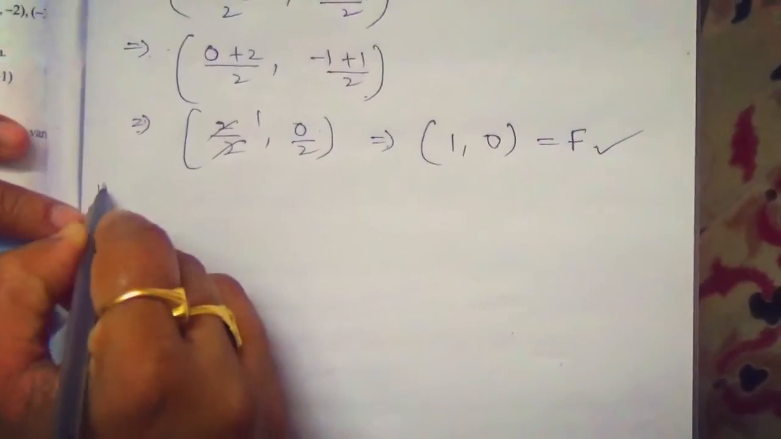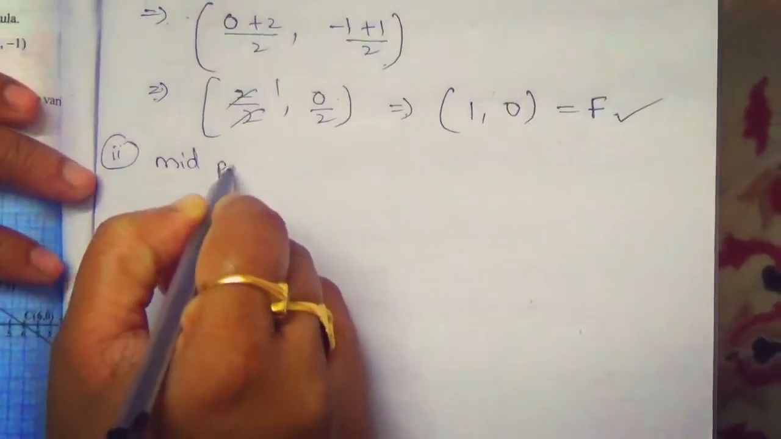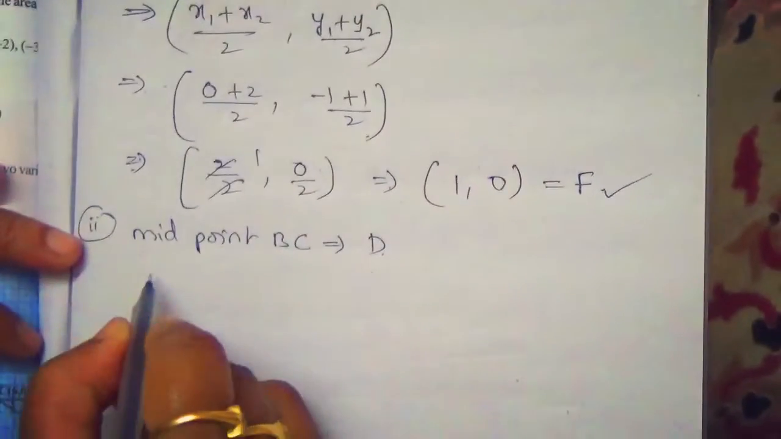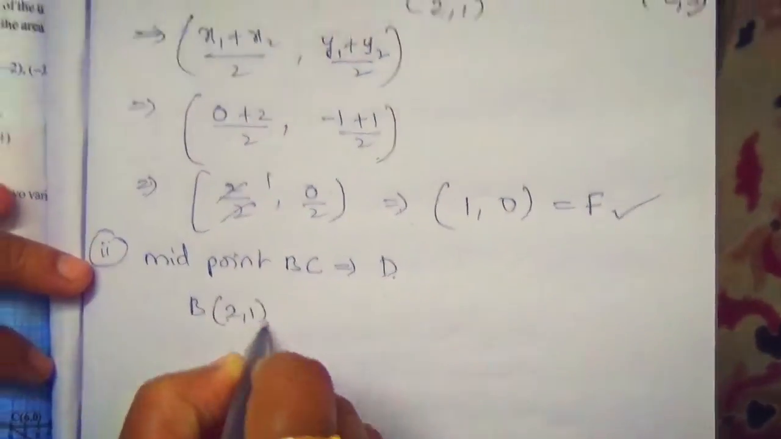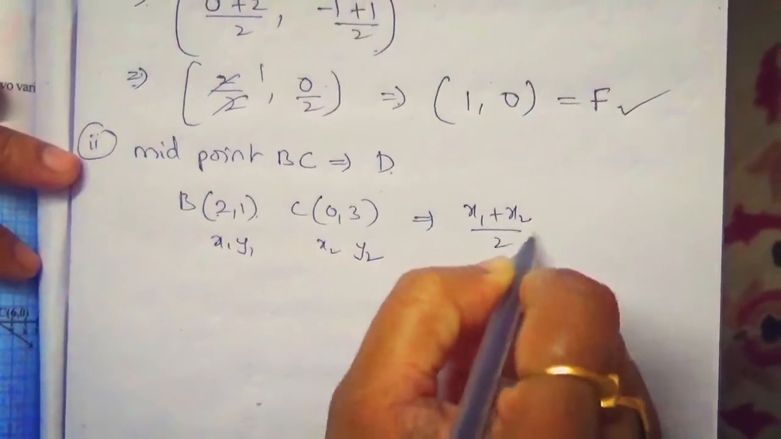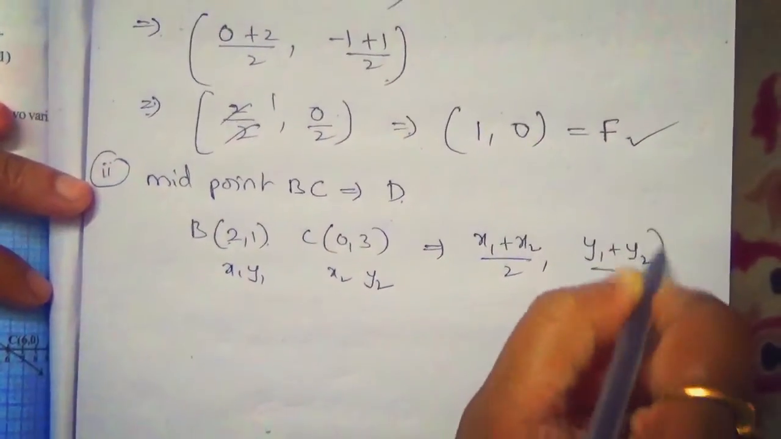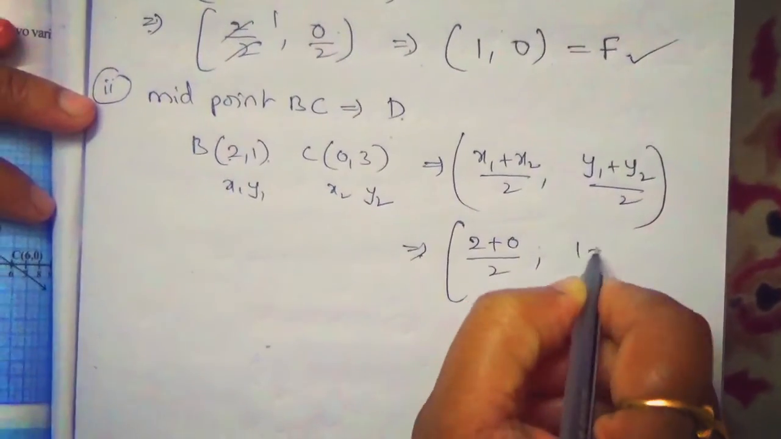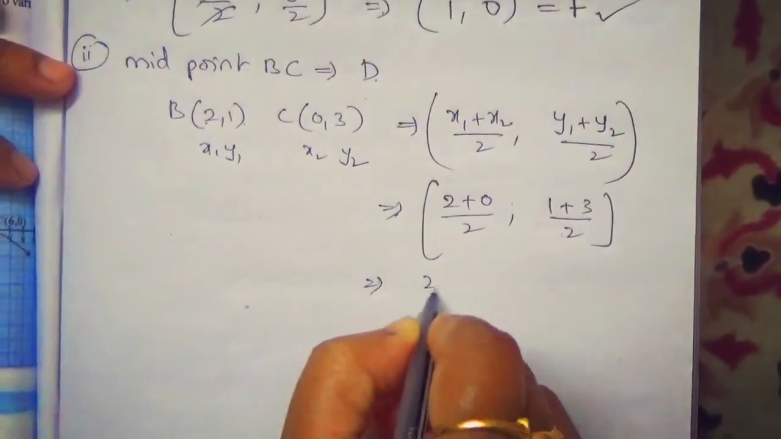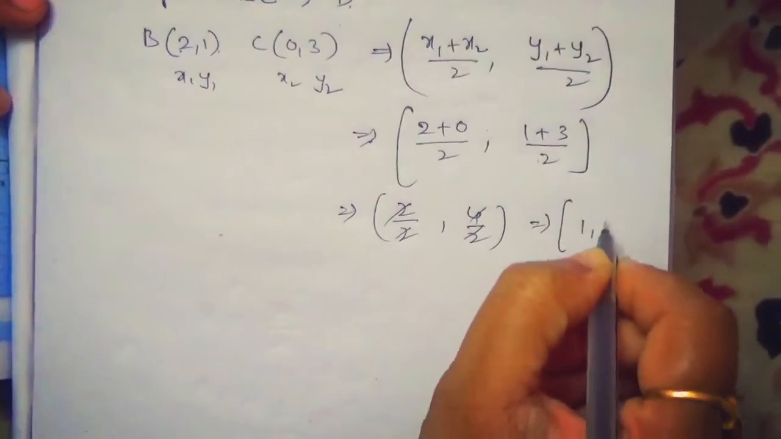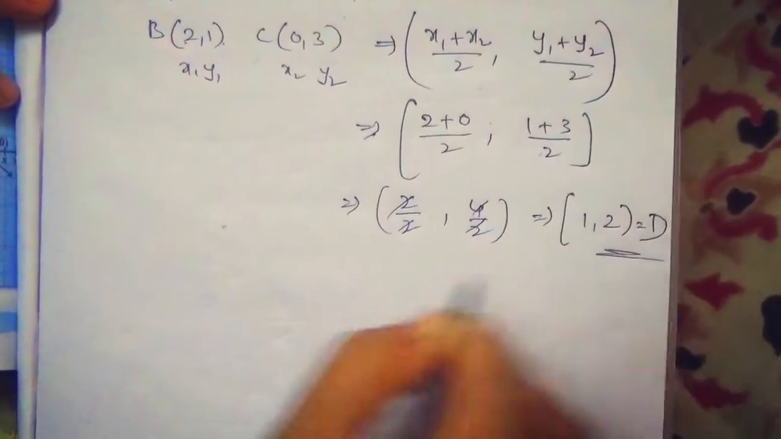Second, the midpoint of BC, that I took as D. What is B? (2, 1). C is (0, 3), x1, y1, x2, y2. That implies (x1 plus x2) by 2, (y1 plus y2) by 2, so (2 plus 0) by 2, (1 plus 3) by 2, which is 2 by 2, 4 by 2. When you cancel this, you will get (1, 2). That is D.